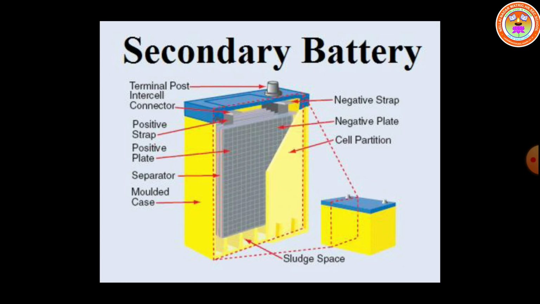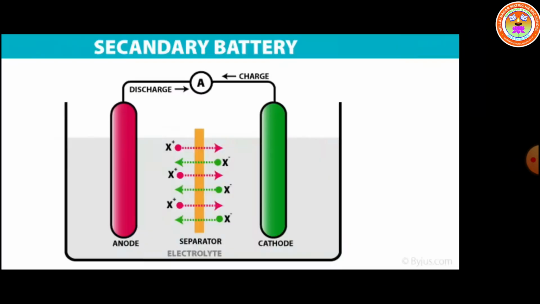The size of the secondary cells can be small or even large depending upon the usage. Large in the sense that we use inverter type of cells and so on, which are under the secondary cell types only. The size of the secondary cells, as I told you already, can be small or even large.